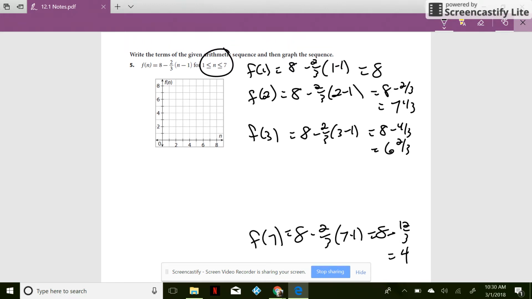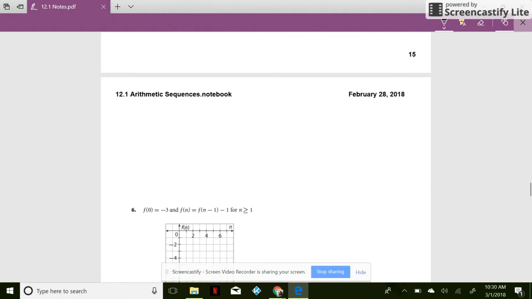So different values here. We can graph them. We'll end up being at (1, 8), (2, 7 1/3), (3, 6 2/3), (4, 6), (5, 5 1/3), (6, 4 2/3), and then (7, 4). So this would be the values to graph in our sequence.